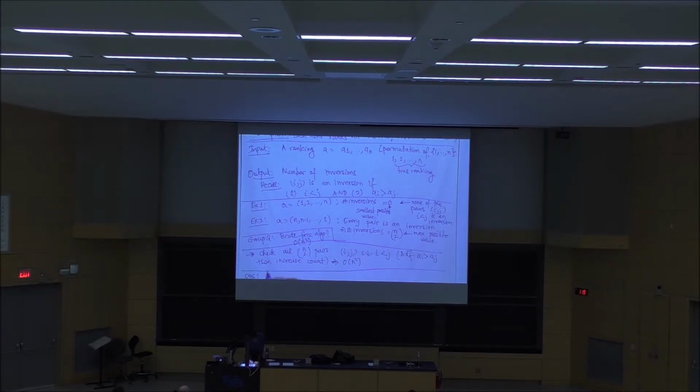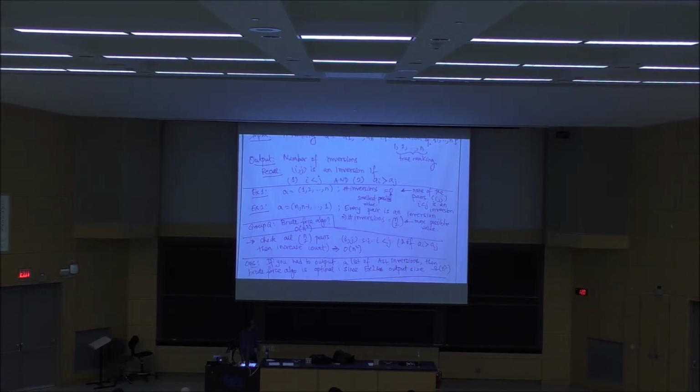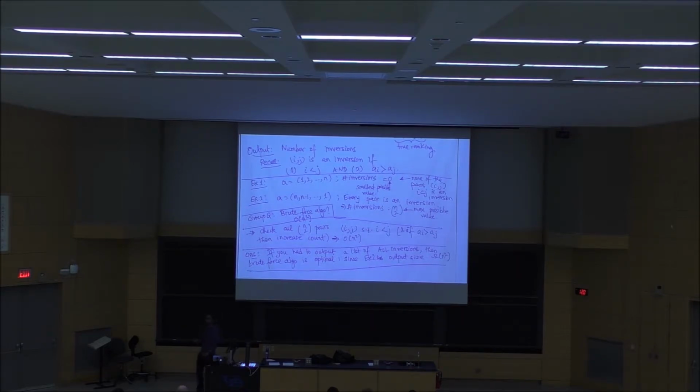So the observation is, if you had to output a list of all inversions, then the brute force algorithm is optimal. This is because example 2 has output size which is omega n squared. So in the worst case, there exists an input where your algorithm has to output n squared pairs. Since it has to output each one of them, you will need omega n squared time anyways. And brute force algorithm always runs in O of n squared time.